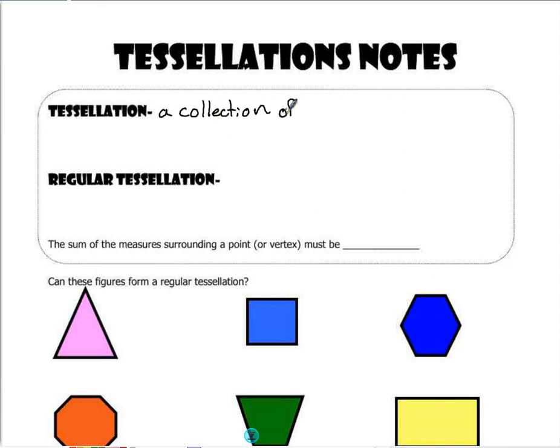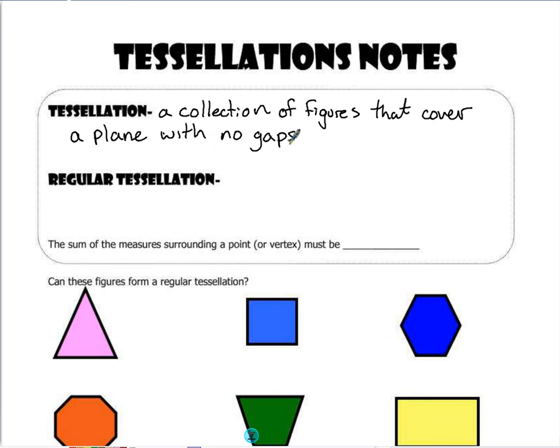of figures, and those figures can be polygons, that cover a plane, a two-dimensional surface, with no gaps, so gaps are spaces between figures, or overlaps, meaning that none of the figures overlap each other. No gaps or overlaps.